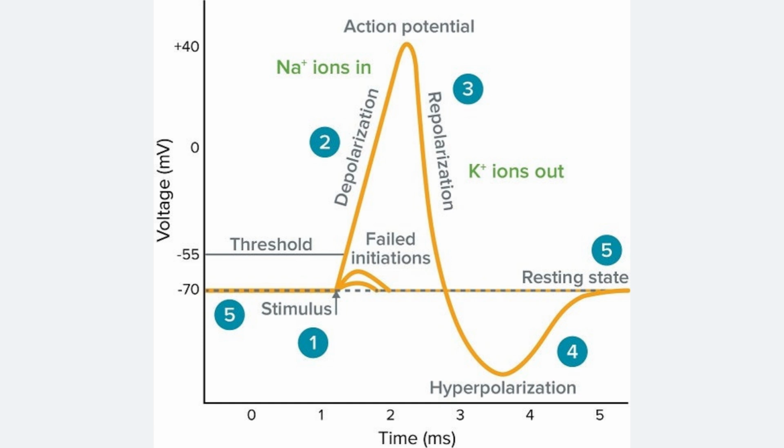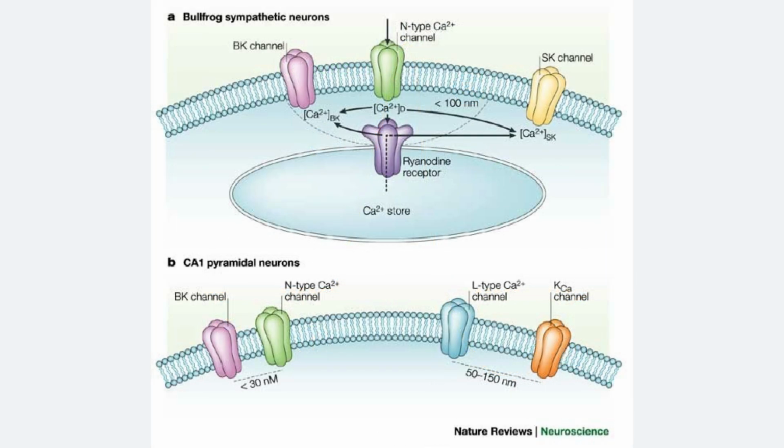Now, the afterhyperpolarization occurs partly because some voltage-dependent potassium channels are slow to close. They continue to let the potassium out even after the membrane has repolarized. Additionally, certain potassium channels, for example calcium-activated potassium channels like BK or SK channels, may open during the spike due to the rise of intracellular calcium, which contributes to a longer-lasting hyperpolarizing tail.